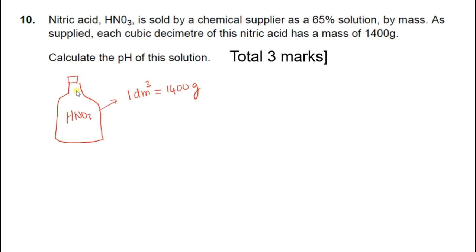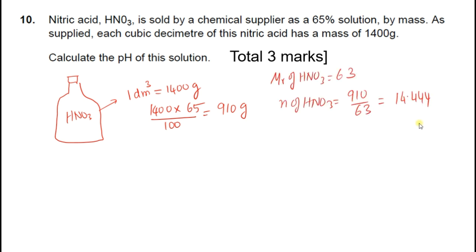Okay, so to visualize this, we have nitric acid from a chemical supplier. 1 dm cubed weighs that much. That's what this question is telling us, right? So far. And then out of this, 65% will be the nitric acid. So let's work out the mass of nitric acid by working out what is 65% of this. That gives us 910 grams.